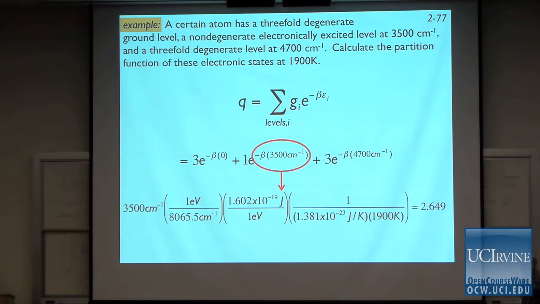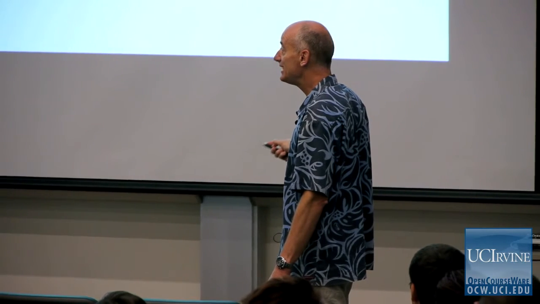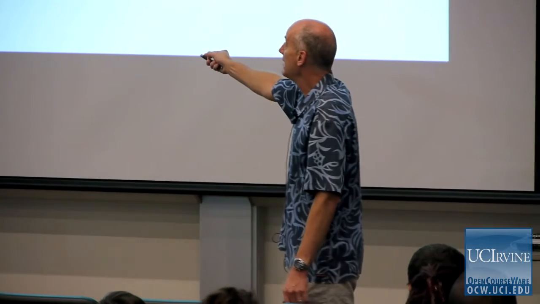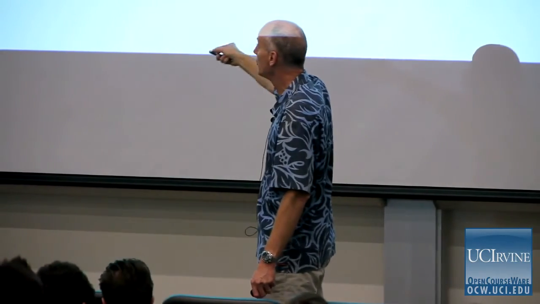Now, one of the things that we're going to have to do constantly in this class is move between different energy units: wave numbers, joules, eV. The way that I do this is clumsy but reliable. I remember two constants. The conversion from wave numbers to eV is 8065.5 wave numbers per eV, and the conversion from joules to eV is 1.602 times 10 to the minus 19 joules per eV. If you remember those two conversion factors, you can obtain any unit, whether it's a joule, eV, or a wave number.